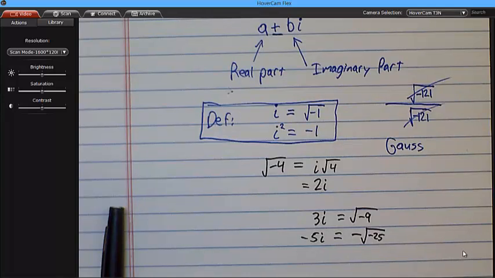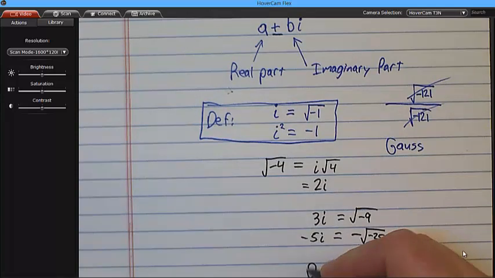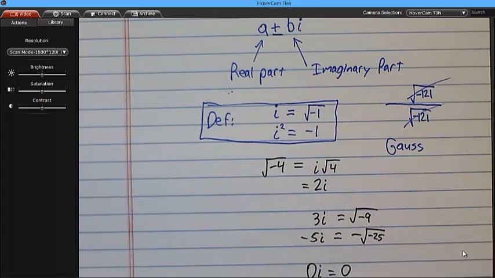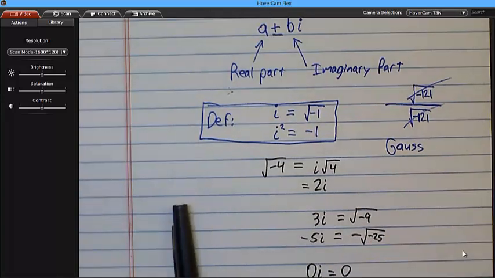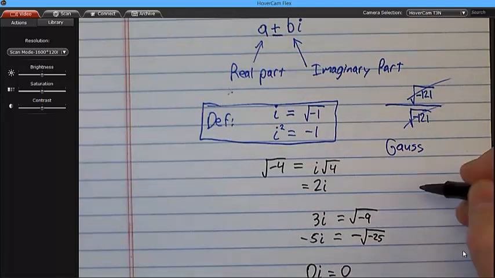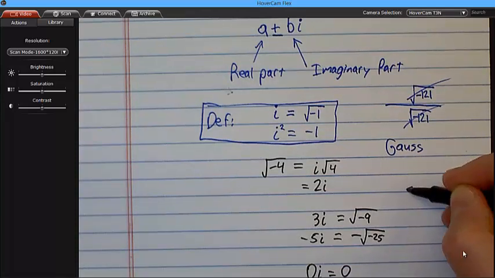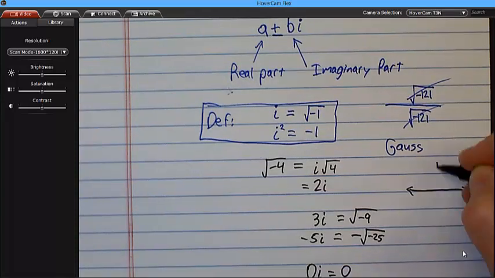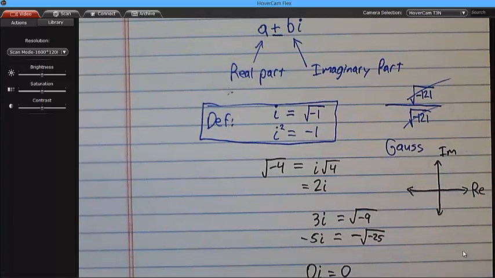Which one? I heard it. Why 0? Because what's 0i? Because 0 times anything is 0, right? And since they have that point in common, what Gauss did is he put them together. And he said, okay, guys, we're going to graph, and we're going to take the real number line, and we're going to take the imaginary number line, and just like I do everything else in algebra with graphing, I'm going to graph things, okay?